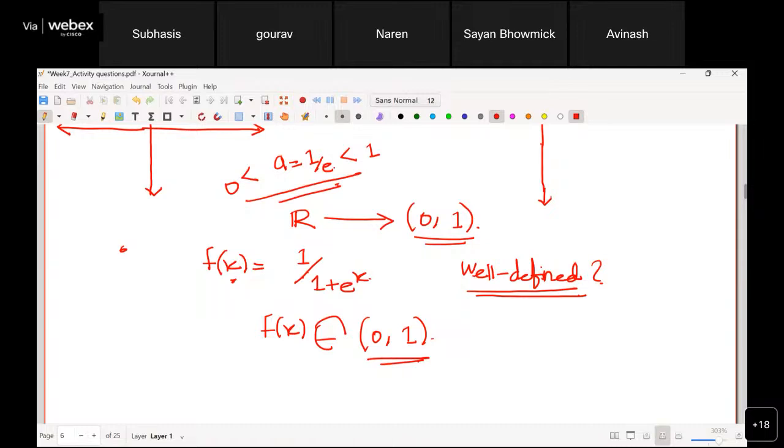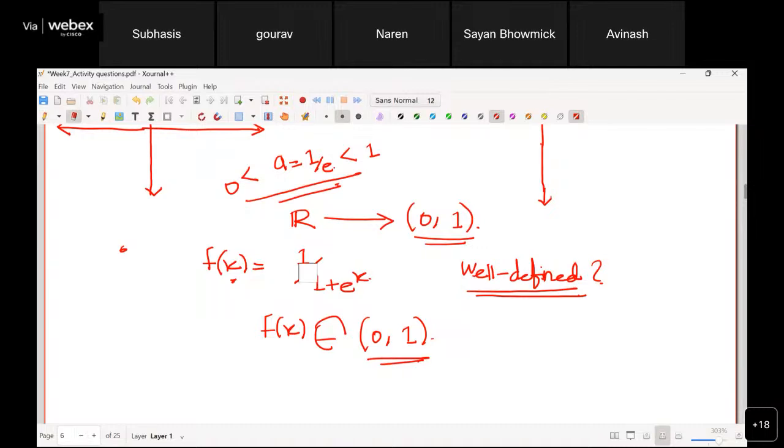So if for some values of x I land on 5 or maybe 10 or maybe -1, then certainly I'm not in that interval. My image of the function is not in that interval. So in that case, certainly I can't say that this function is well defined. So first let's talk about whether this function is well defined or not, whether if I take some value of x, I'm going inside this interval or not.